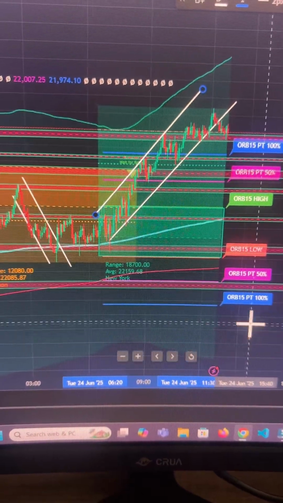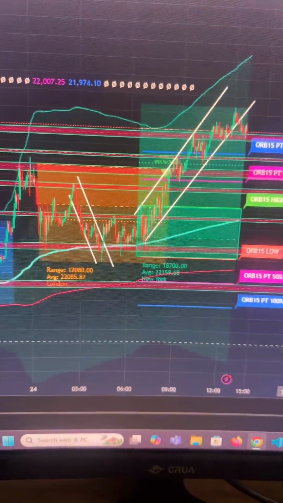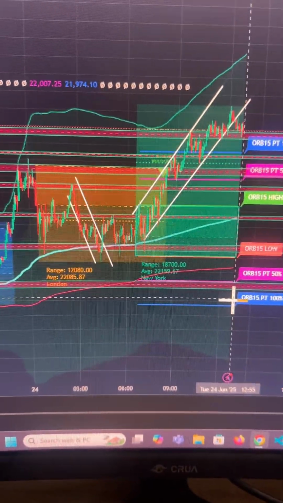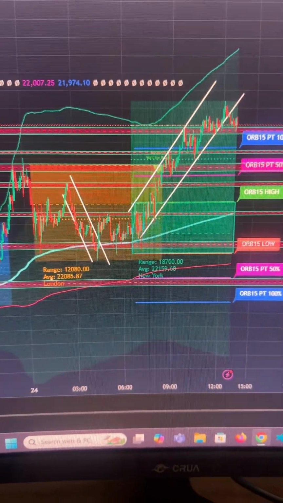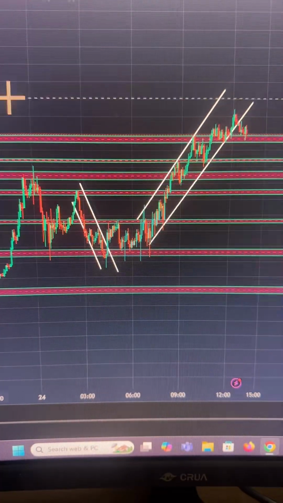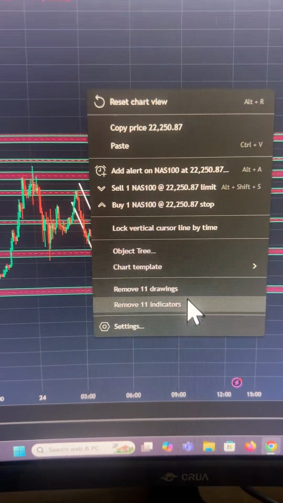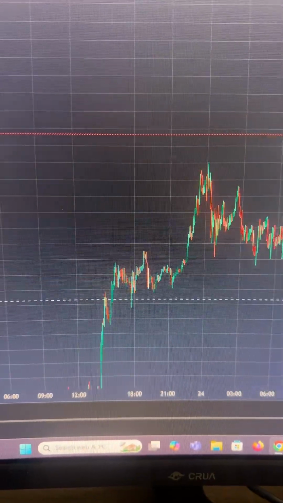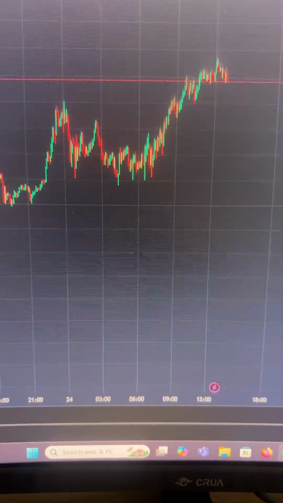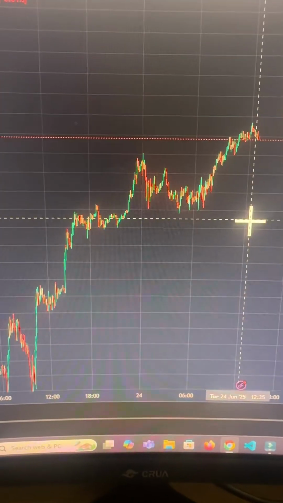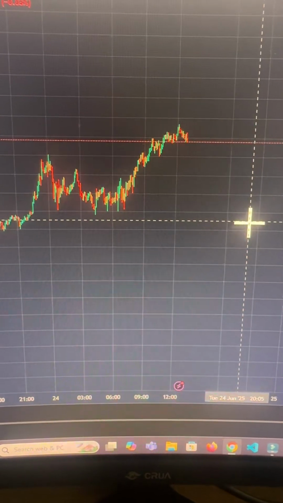So when we look at this, to the everyday person, this looks like a hot mess. Let's just be real, right? So let's just turn everything off and start to look at a naked chart. Let's remove all of our drawings. Okay, so now we're looking at a naked chart, right? We can see market structure from here. We can draw trend lines from here if we wanted to.